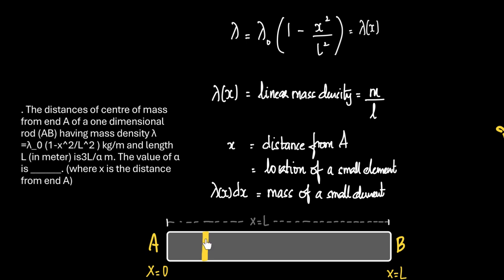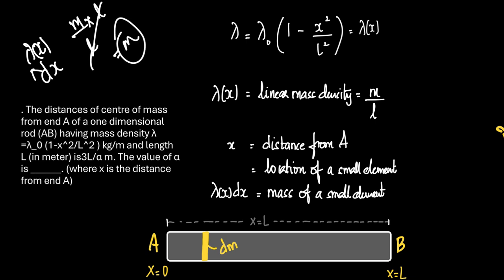We're measuring this distance from A, or it can be defined as the location of a small element. So this is a small element with mass dm. So x represents the location of this element with mass dm. Now, what is lambda x dx? The unit of lambda x is m by l. So lambda x into dx will be m by l into l. So l by l is 1, and what we get is m, which is the mass. So lambda x dx represents the mass of a small element.